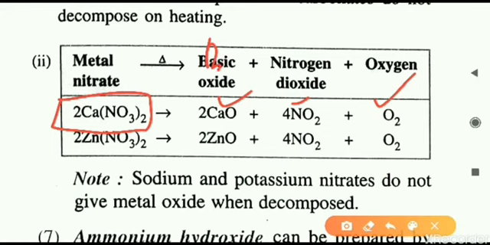One is the base, metal nitrate on heating gives us a base. The second thing we are getting is nitrogen dioxide gas. The third thing we are getting is oxygen gas. So these are the three products we are getting on the decomposition of metal nitrates. Let us take this example, calcium nitrate. So what will it give? It will give us calcium oxide, and the remaining two things are nitrogen dioxide and oxygen.